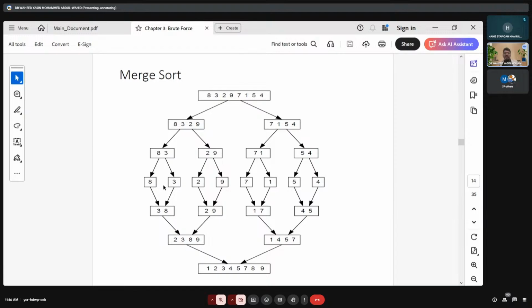Now I merge. I compare 3 and 8, then 2 and 9 stay the same, 7 1 becomes 1 7, and 5 4 becomes 4 5. Now I merge these two. According to the merge, 2, then 3, then 8, then 9. Then 1, 4, 5, 7. Then I merge again: 1 first, 2 second, then 3, 4, 5, 7, 8, 9.